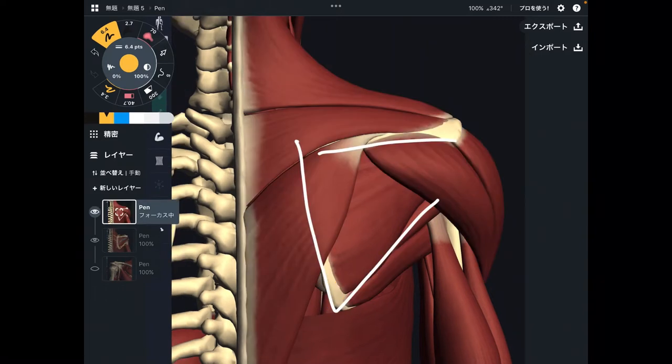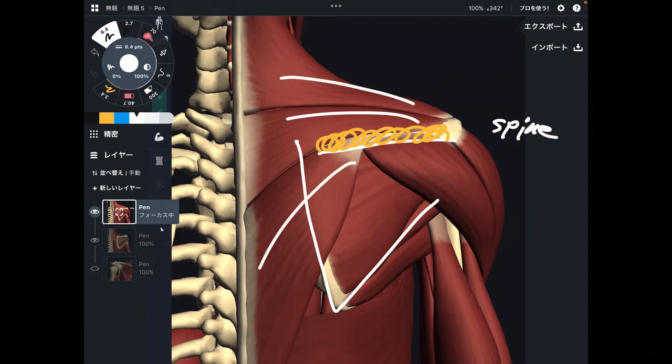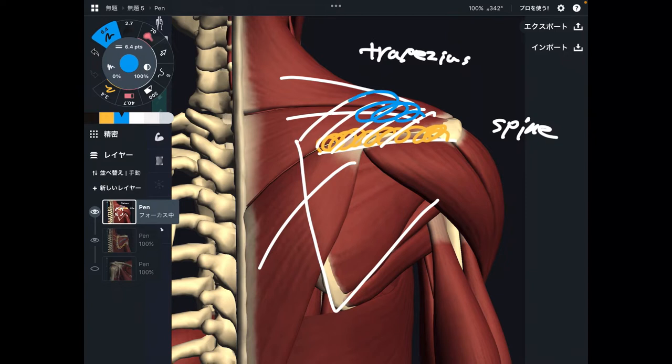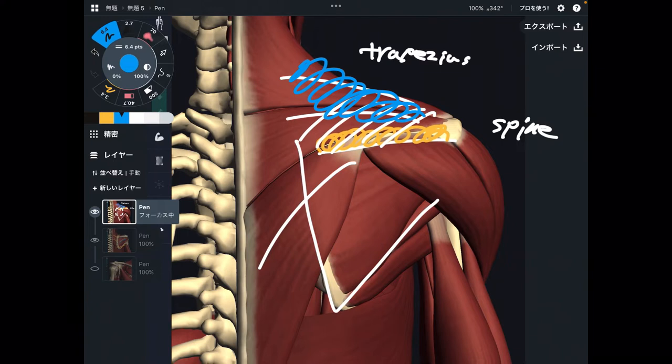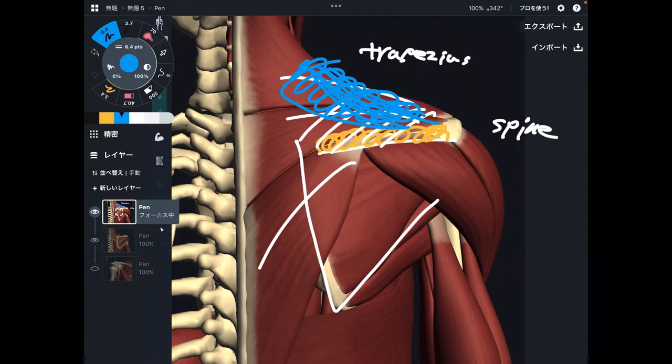This is the superficial layer. You see this bony bump? This is the spine of the scapula. Around the spine of the scapula, there are many muscles, such as this one. This is the trapezius. When the trapezius gets tight, it can be one cause of stiff shoulder, particularly around this area. This symptom is very common among office workers, people who use computers a lot. Thus, to loosen up the trapezius around here, I sometimes work around the spine of the scapula.